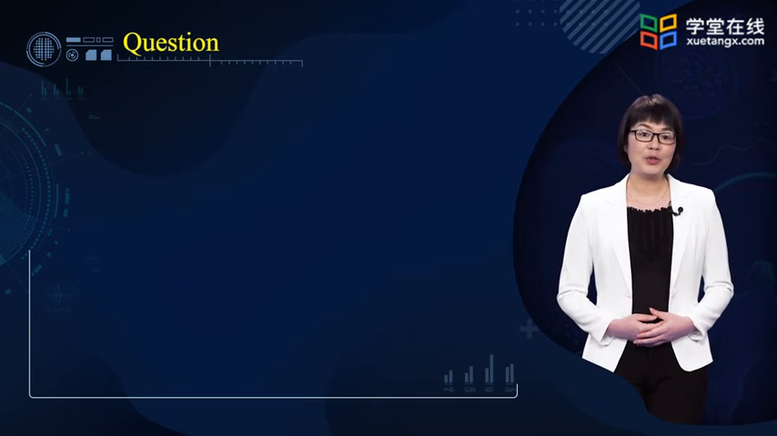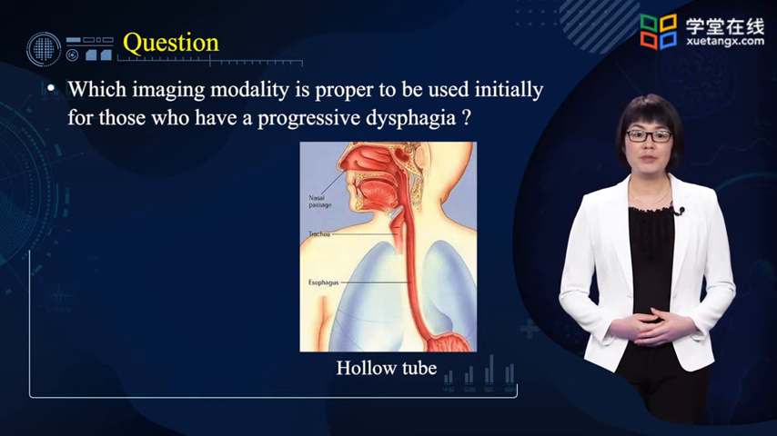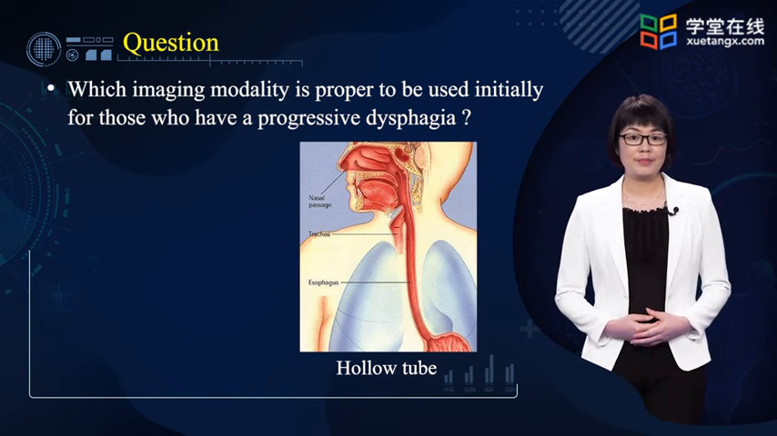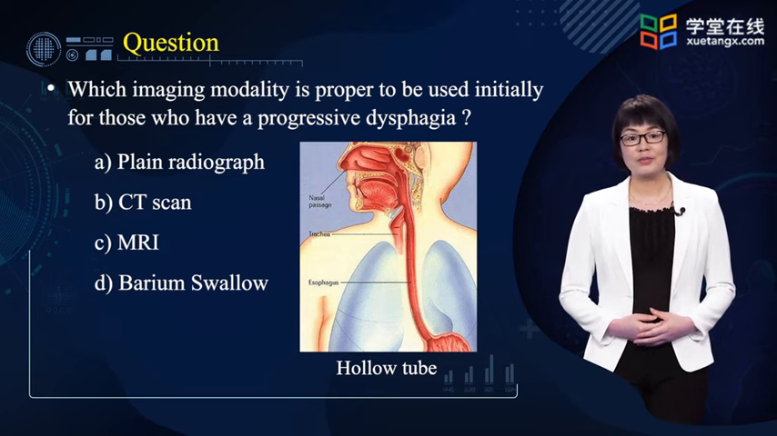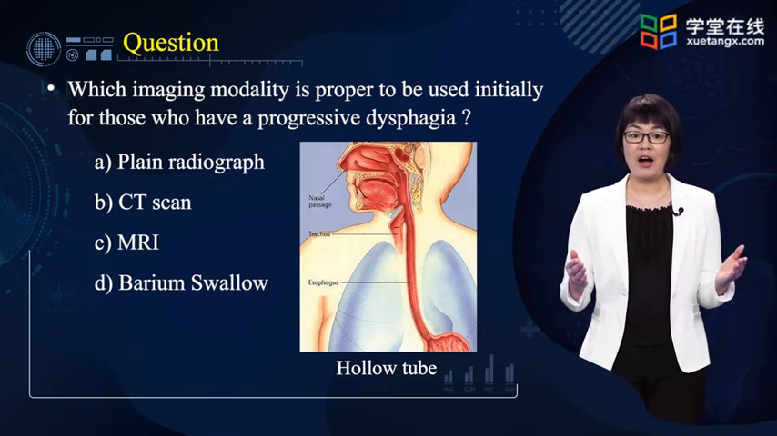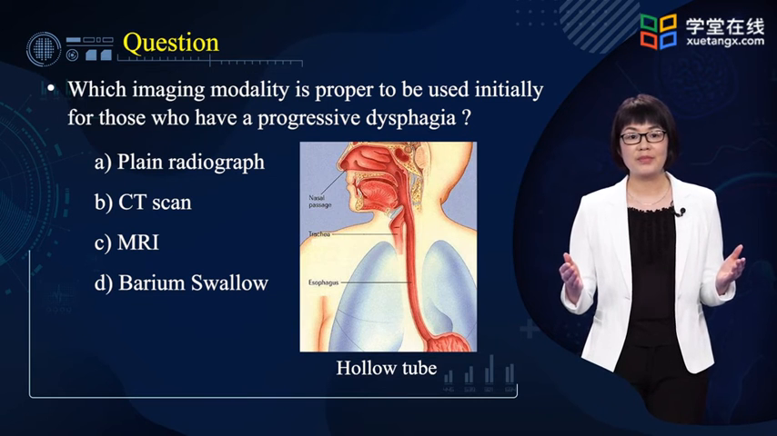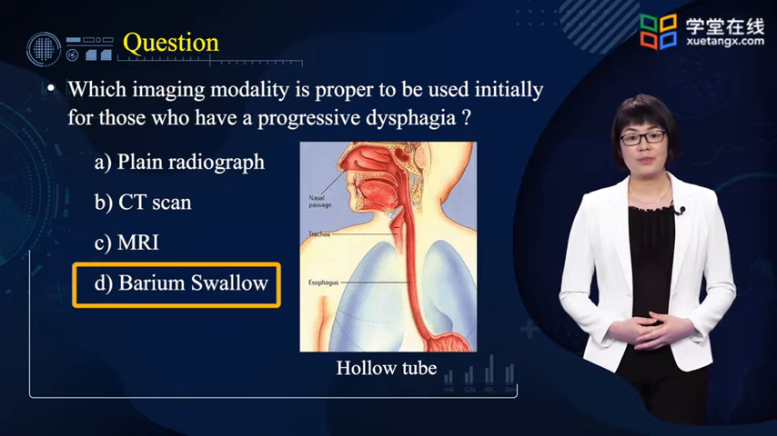I would like to start with a question. Which imaging modality would you use for those who have progressive dysphagia? There are four choices. Which one is true? Plain radiography, CT scan, MRI, or Barium swallow? Yes, Barium swallow is the correct answer.